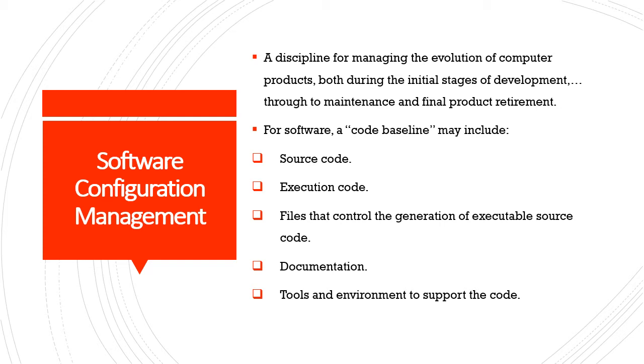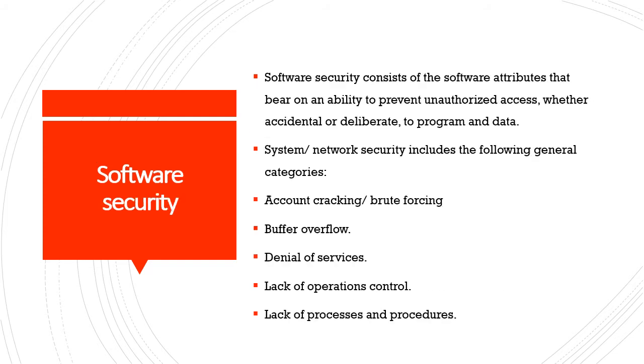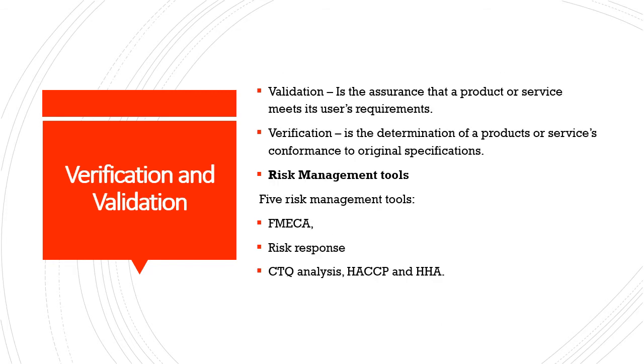For software code, a baseline may include source code, executable code, files that control the generation of executable code, documentation, tools, and environment to support the code. Software security consists of the software attributes that bear on the ability to prevent unauthorized access, whether accidental or deliberate, to the program and data. System or network security includes the following general categories: account cracking or brute forcing, buffer overflow, denial of service, lack of operation control, and lack of process and procedures.